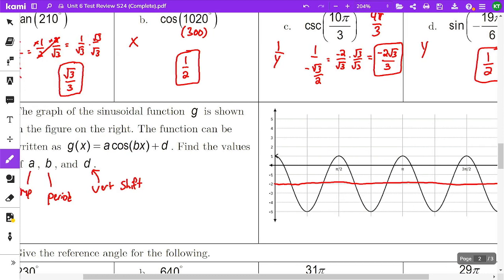So D is going to equal -2. Then I can use that midline to go ahead and find my amplitude. So from my midline to my highest point, that's going to be 3. So A will equal 3.